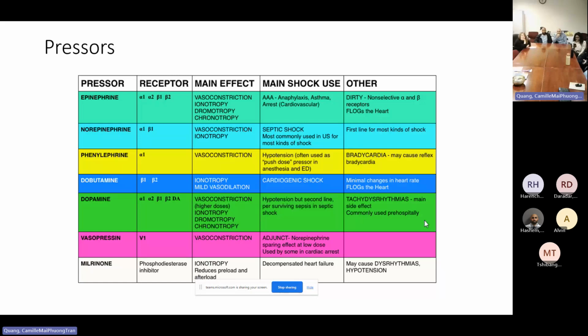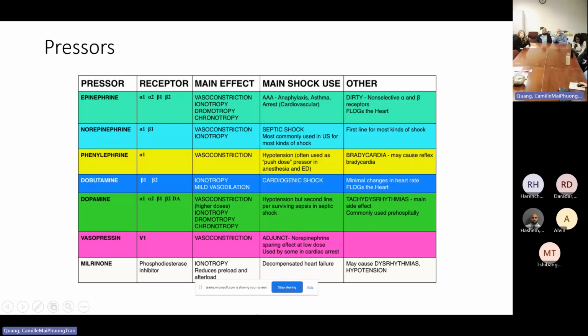You can do these for any types of shock, but we use a lot of phenylephrine for neurogenic, and then cardiogenic. What about cardiogenic? Yeah, dobutamine, it increases your cardiac output. And then, yeah, so those are the different types of pressors. They hit different receptors.